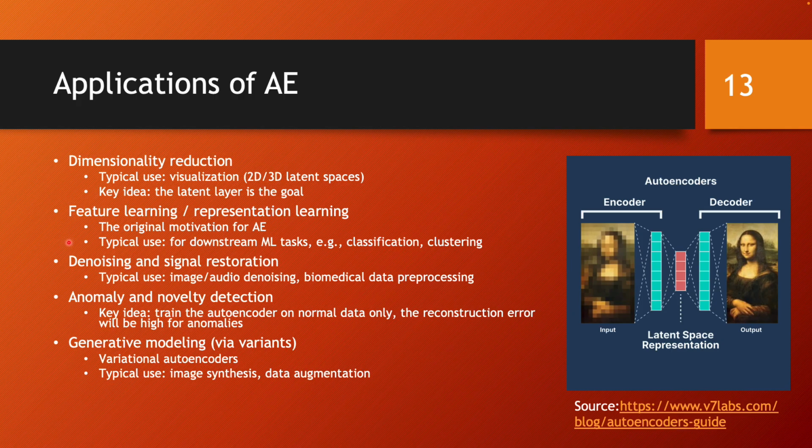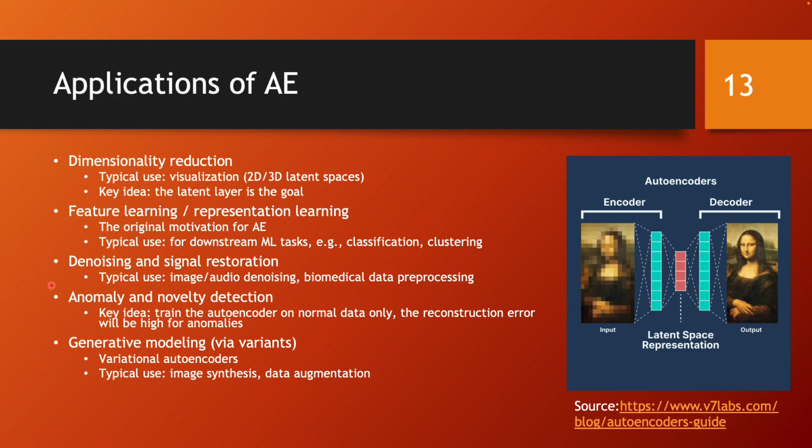The original motivation for autoencoders was in terms of feature learning, or if you want, in terms of representation learning. The idea is that once you get this latent representation, you are going to be able to pass it downstream for other machine learning tasks. For example, you are going to train another classification model or another clustering model on top of these latent representations that you've learned through your autoencoder.